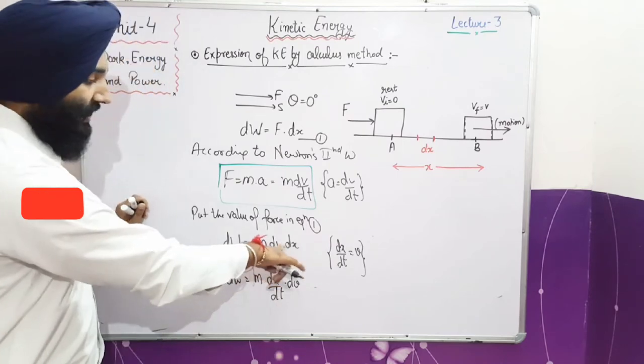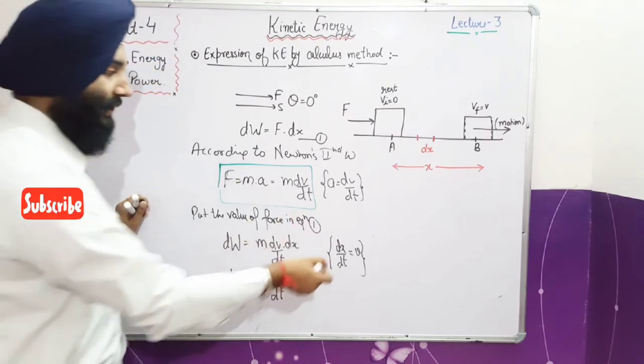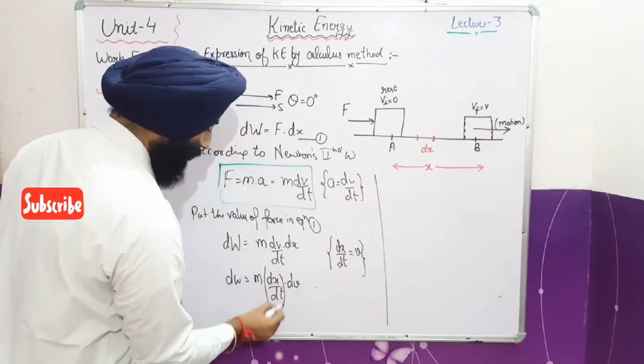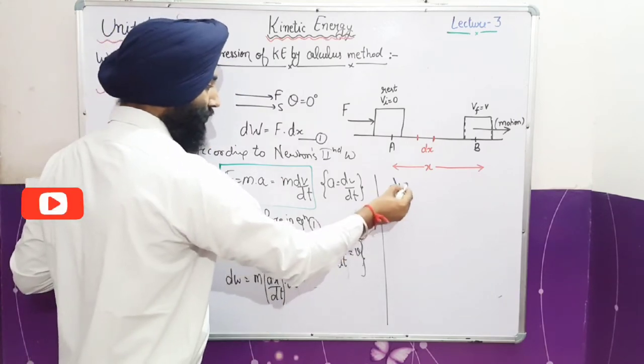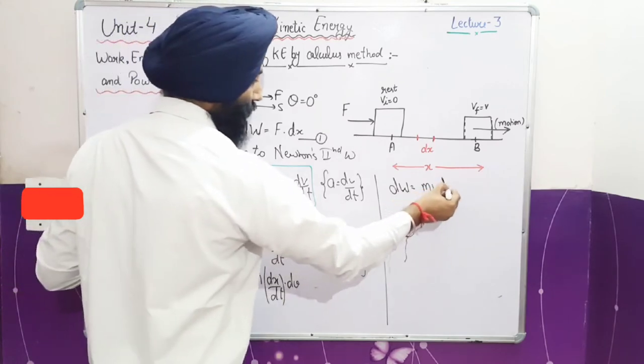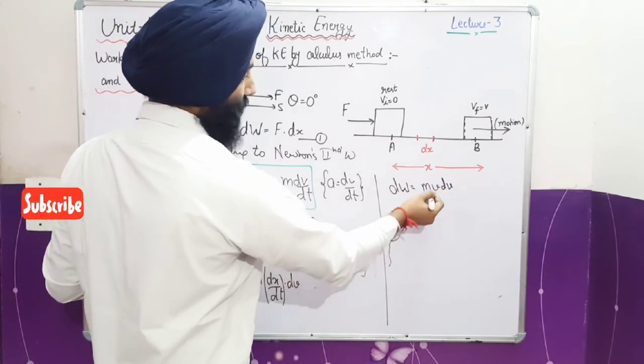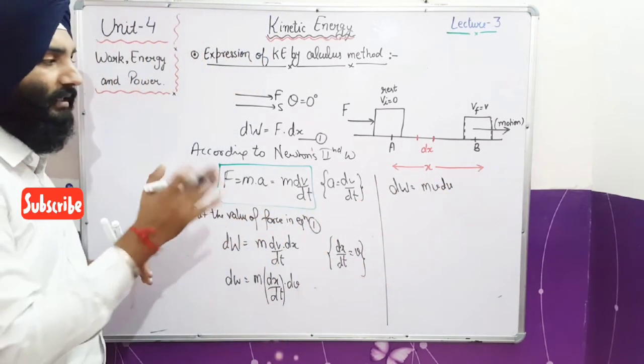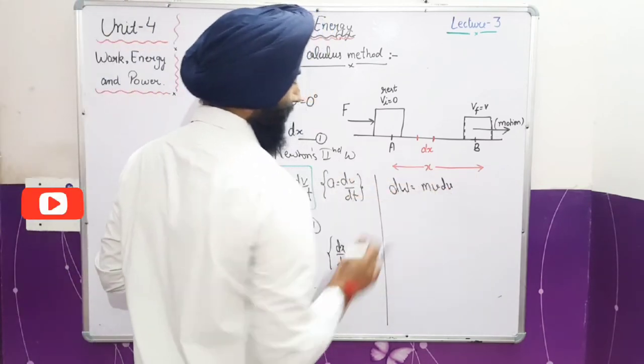I have to convert this two variable equation into one variable equation. Fine. So we know that dx upon dt is velocity. So this work done is equal to m, and change in position upon time is velocity, into dv. Now the whole term is in one variable, because mass is constant. Mass is constant, and here is the variation in velocity. That's why I am writing dv here.